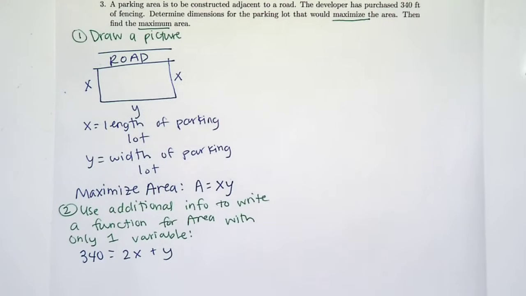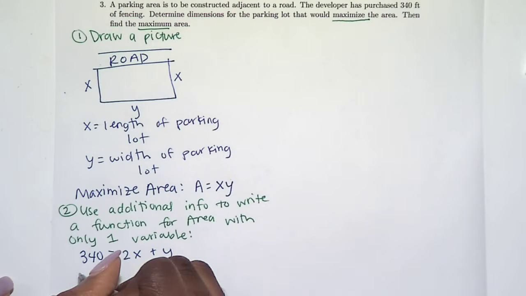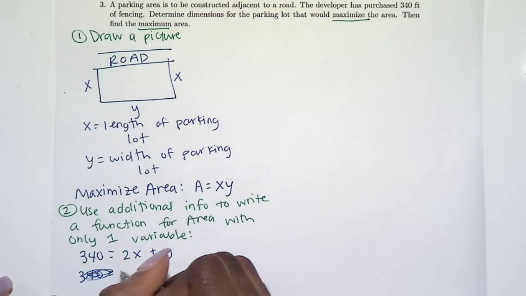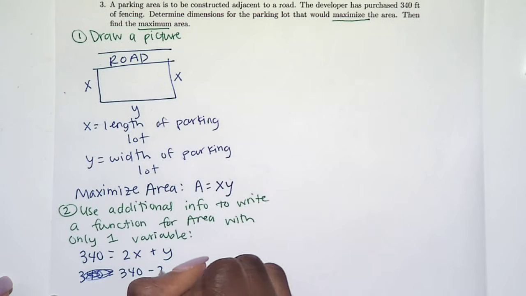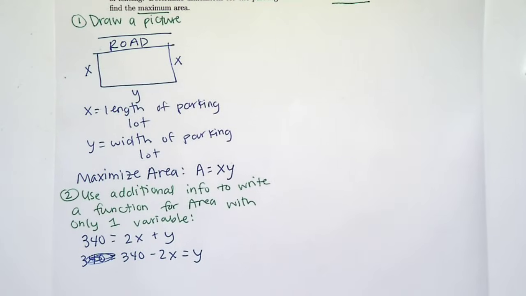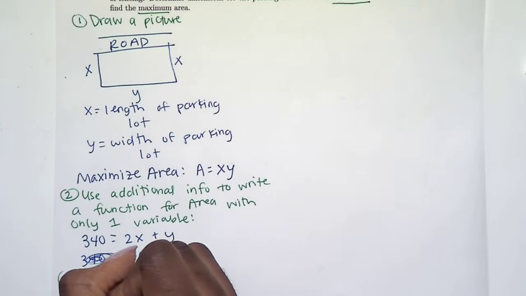Okay, notice we can solve for any variable. Let's solve for y. It's a little easier to do. So we'll have 340 minus 2x equals y. Perfect. All right, so now that we've solved one in terms of the other, we can go back to what we are maximizing.